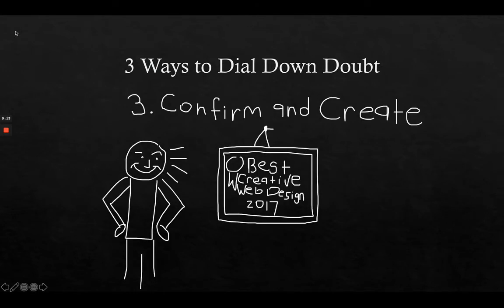Number 3, confirm and create. Look over some of your previous work that you've done to give yourself the confirmation of creativity. That confirmation will give you less doubt and reassure you that you can still come up with fresh and intriguing ideas. And that boost of reassurance will get you back to work on creating something, and you'll be much happier and more energized than doubtful or anxious.